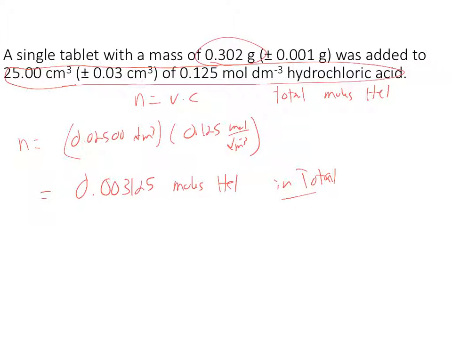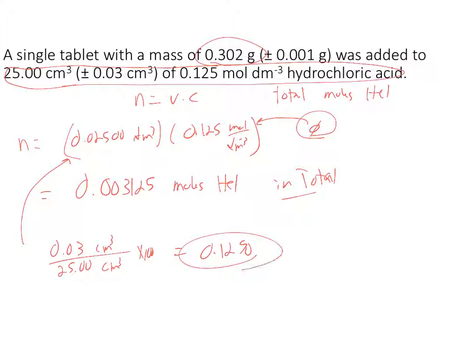So let's figure out the uncertainty of that number. The uncertainty of the concentration we have to assume is 0 because we were not given an uncertainty. But we can find an uncertainty for the volume. The uncertainty of the volume is 0.03 centimeters cubed divided by 25.00 centimeters cubed times 100, which is 0.12%. So that means that the uncertainty of this value is 0.12%. The uncertainty of the mass we can figure out at a later time when we need it.